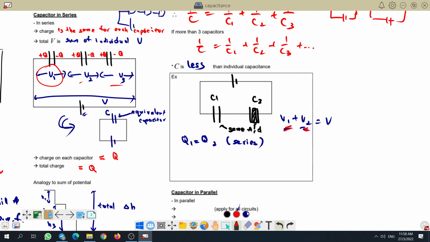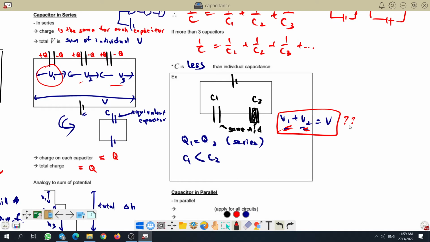Then look at C first. How about C? C1 is bigger than C2. Why? Because there is an insulator. Isn't C bigger? C is bigger, sir. Yes, C is bigger. V, sir, we don't know. V we don't know. Be careful. V we don't know. Then we look at what else we know.